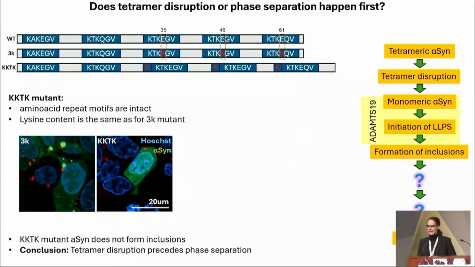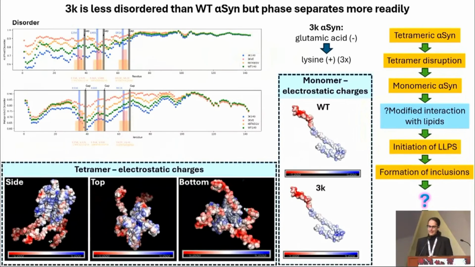However, this turned out to not be the case. This protein behaved as the wild-type protein, as seen through imaging, which means that what comes first in the 3K synuclein is a disruption of the synuclein tetramer, followed by phase separation. We then plotted the disorder of the 3K synuclein and the wild-type synuclein. Surprisingly, we found that the 3K synuclein is less disordered than wild-type. And this appears to contradict our experimental results, because we know that disordered proteins have a higher propensity to phase separate. So we thought that there might be an additional step going on.